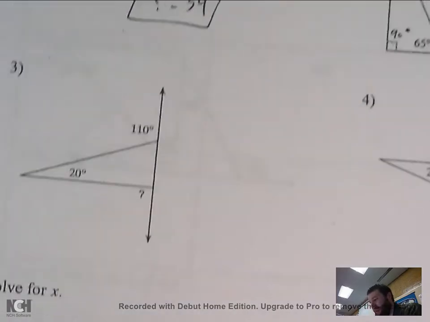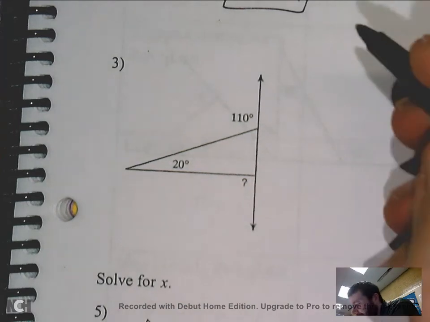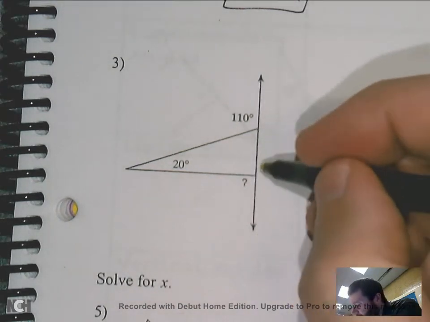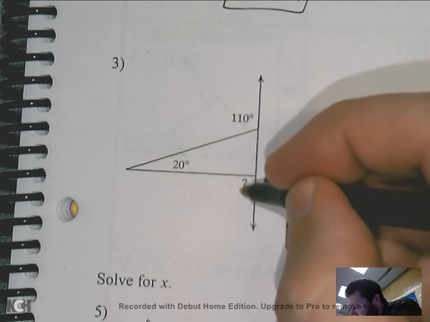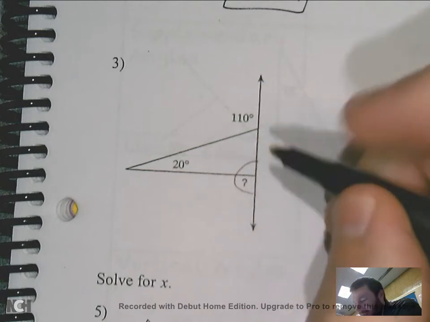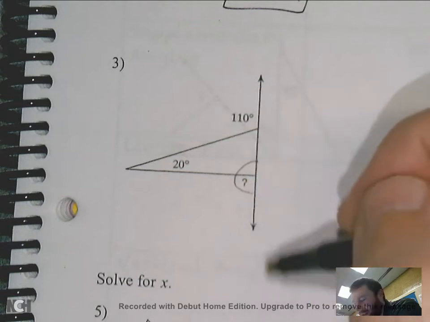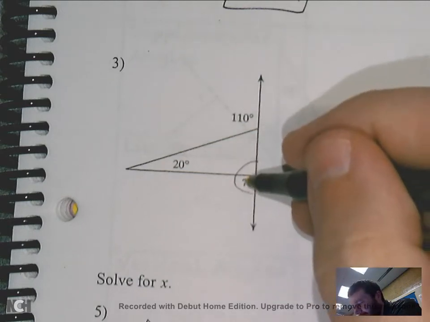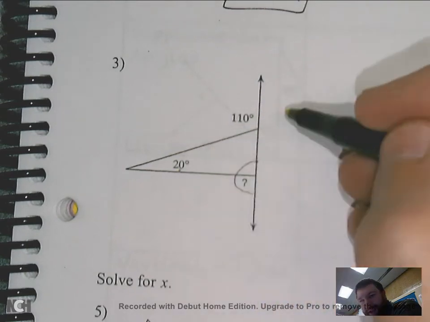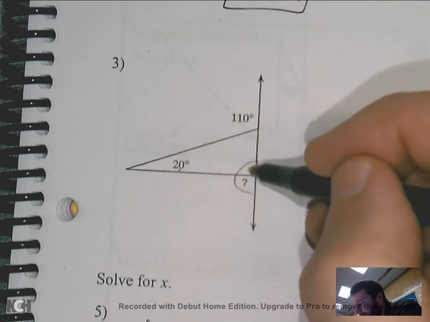Let's try another one. So this one, number 3, I need to find this question mark. Now, what I need to know to do that is I need to find this inside angle. I don't know that, but I know it's supplementary with the question mark. So basically, I've got to solve for a couple things before I can actually solve for the question mark. So I know this angle is 20 degrees. If I knew this angle, I could use those two angles to find this angle.